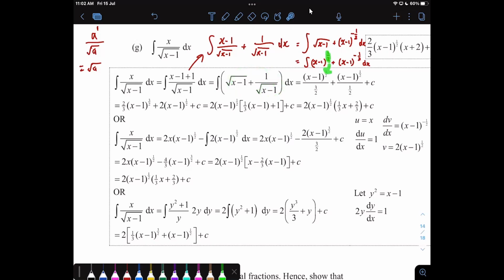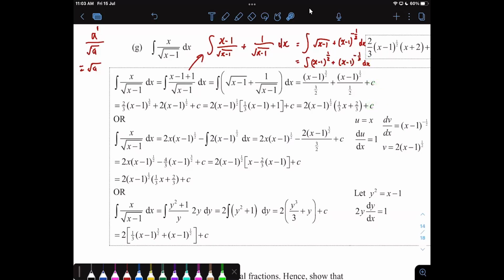Just add 1 to get the new power. Half plus 1 is 3 over 2. Divide by the new power 3 over 2. Likewise over here, for the x minus 1 to the power of negative half, add 1 to get positive half, divide by the new power positive half. Then don't forget a plus c. Okay? Then the rest is just algebra, you need to simplify.